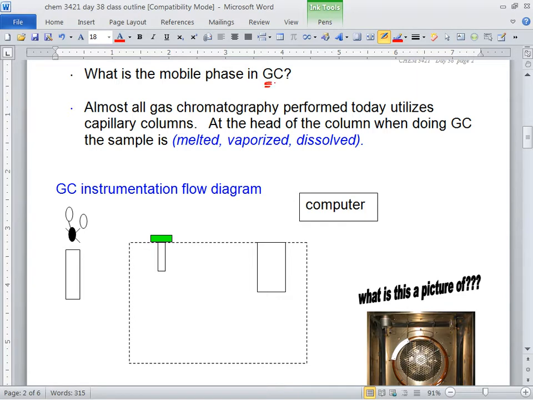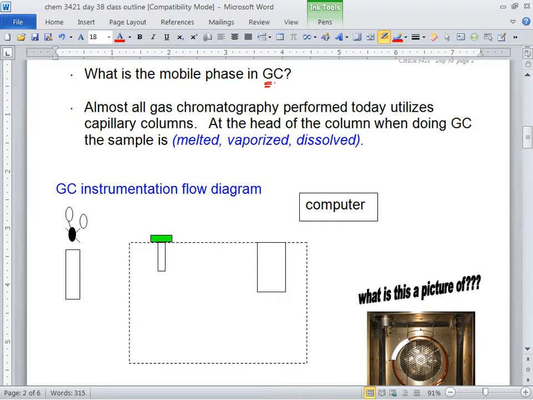Almost all gas chromatography utilizes capillary columns, and we'll be talking about those. At the head of this column, when doing GC work, you're doing gas chromatography, so the sample needs to be, what's the best word to describe what you're injecting? Vaporized. It's got to turn into a gas.